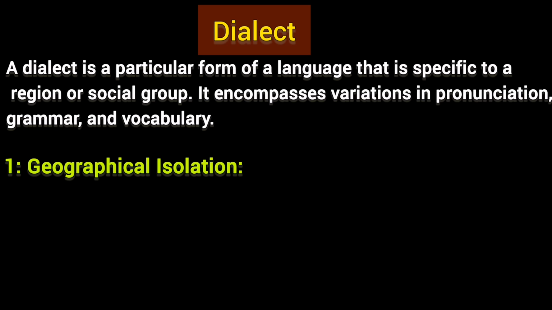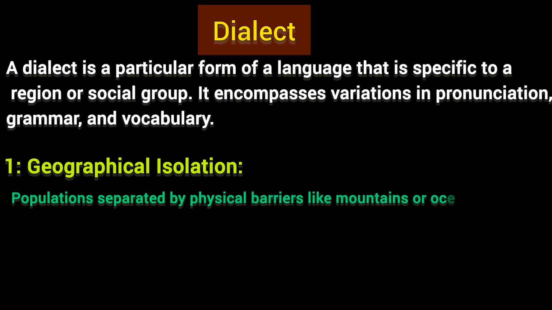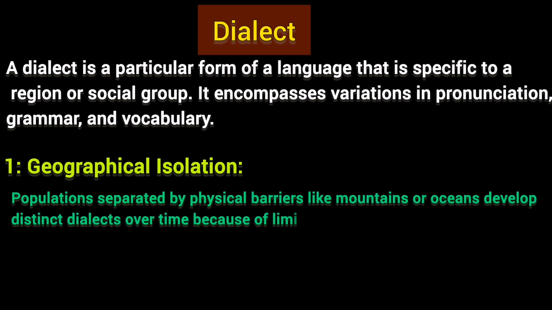Basically, populations separated by physical barriers like mountains or oceans develop distinct dialects over time because of limited interaction. This is so simple and easy: those who live in isolation from other native speakers will develop a new variety in their language, like they will have variation in their speaking style, they will use to some extent different vocabulary, etc. Specifically, it happens due to limited interaction.